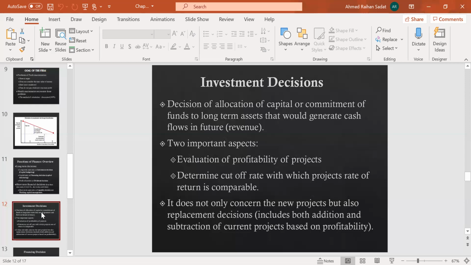So that's how you make decisions. These are all investment decisions. You are comparing your investment and you're thinking about the future cash inflows or the benefits it's going to give you in the long run. So that's what investment decision is.